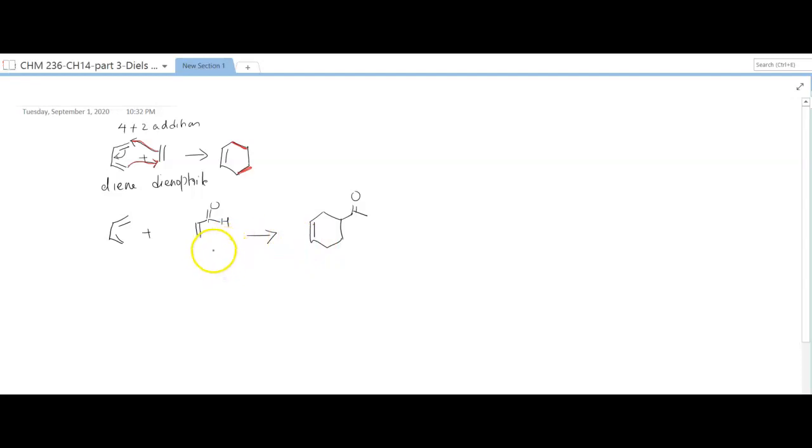In general, dienophiles having electron withdrawing groups, which we can abbreviate as EWG, such as carbonyls, which may include aldehydes or carboxylic acids, increase the reactivity of the dienophile.